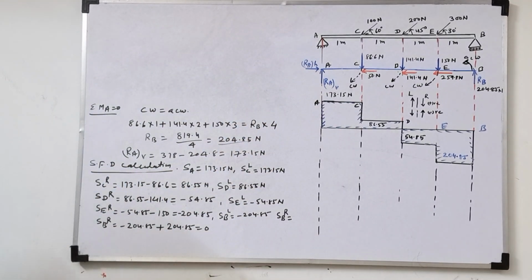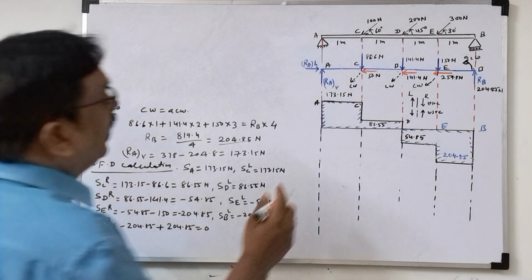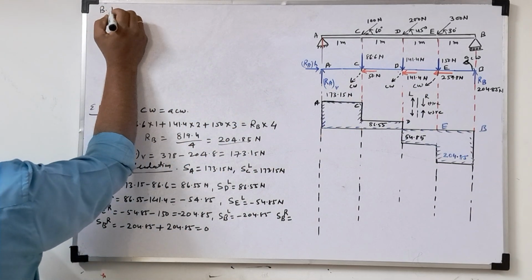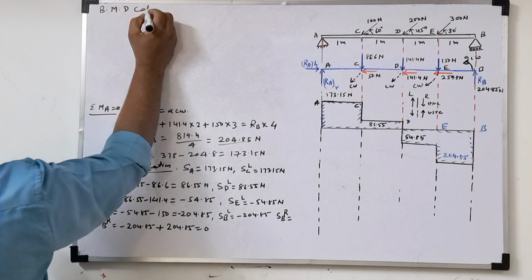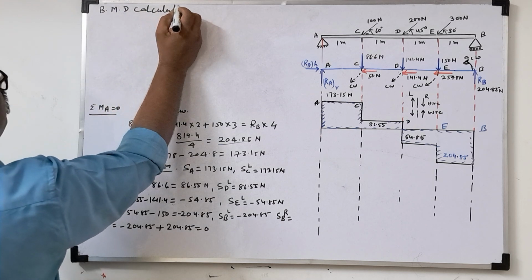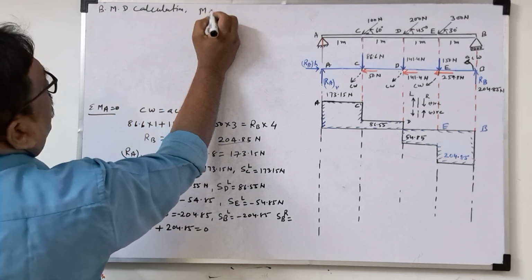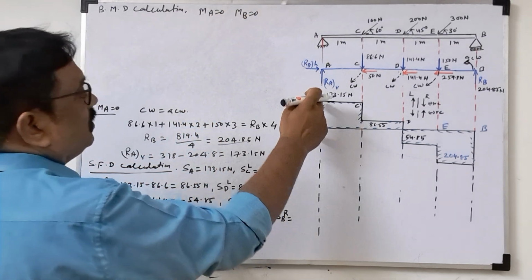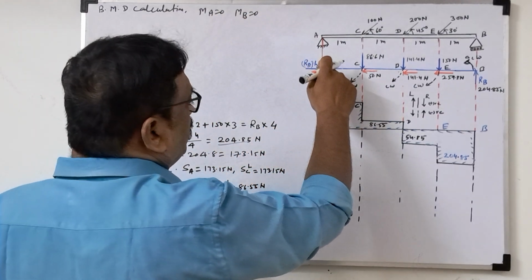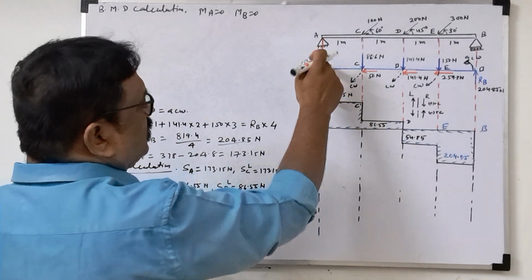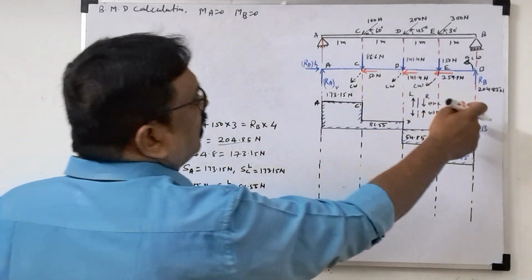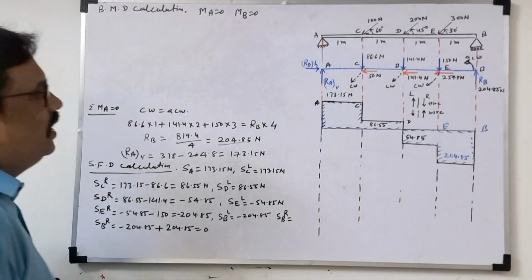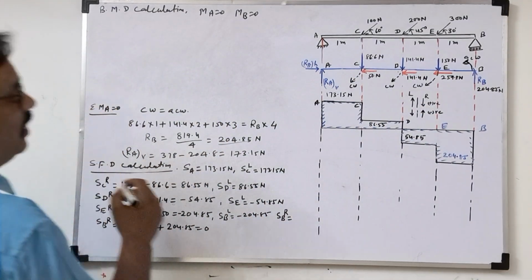Bending moment diagram at A and at B will be 0. Bending moment calculation: if we see, bending moment at A will be 0 and bending moment at B will be 0, because if we take moment about A, the force passes through the same point, so 0. Again bending moment at B is 0. Now we have to find C, D and E. Bending moment at C, at D and at E.